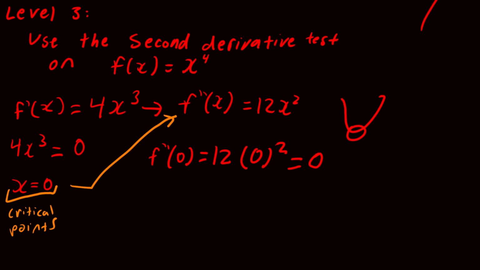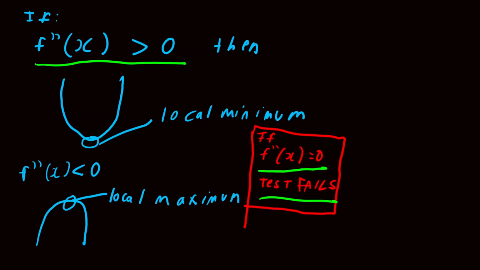It doesn't mean that there's no maximum or minimum. It just means the second derivative test is kind of useless here. You're going to have to use the first derivative test or graphical analysis. In this case, x equals 0 is a minimum, but the second derivative test cannot prove that. So, even though a lot of people know this rule, they still mess up. So this is why I wrote this warning in red.